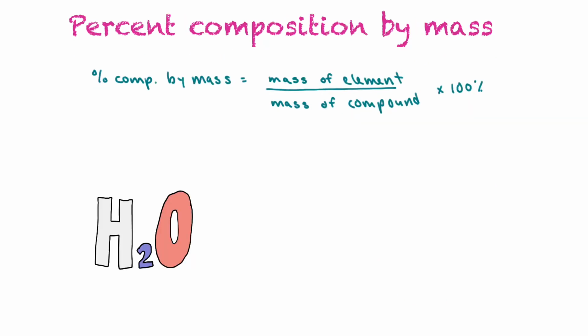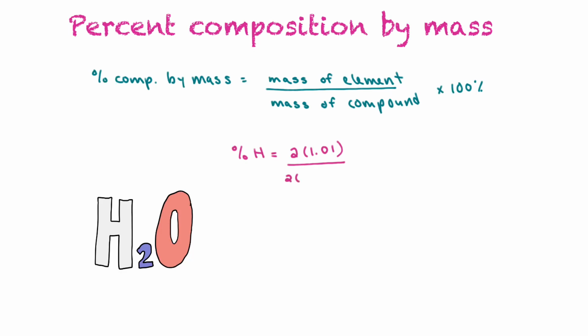So to find the percent composition by mass, you would take the mass of the element that's in the compound, divide it by the total mass of the compound, and times it by 100%. So if we use water as the example again, and we want to know the percent composition of hydrogen and oxygen, we would do the following. So the percent of hydrogen is equal to the mass of hydrogen in the compound. So that would be equal to 2 times 1.01 over the total mass of the compound.